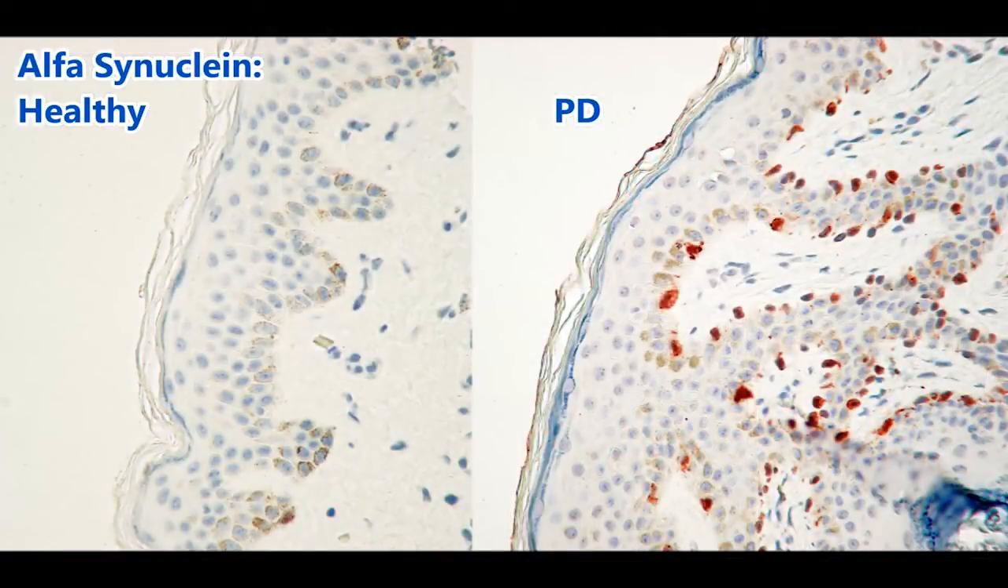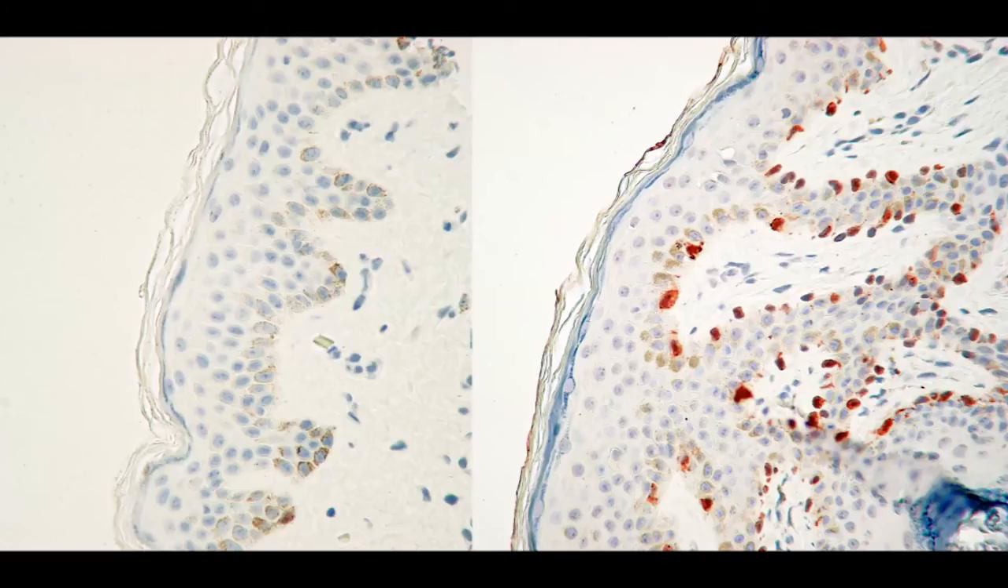In Parkinson's disease, the main pathological protein is alpha-synuclein. In this slide, the healthy patient is located on the left side of the screen, which doesn't show any positivity for this protein. But when we compare it to a patient with Parkinson's disease, located on the right side of the screen, we see several red cells indicating positivity for alpha-synuclein.